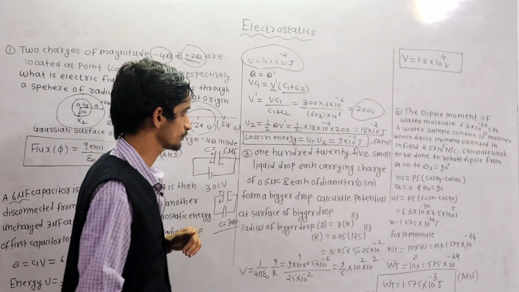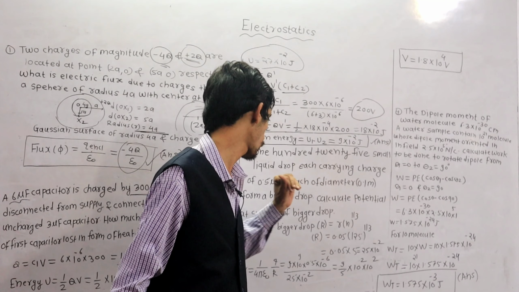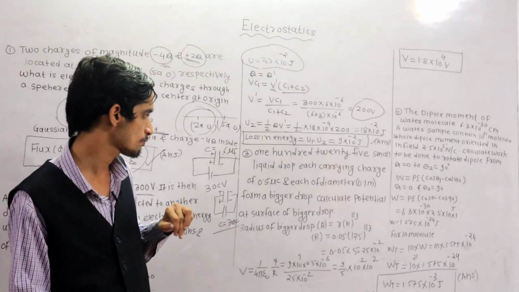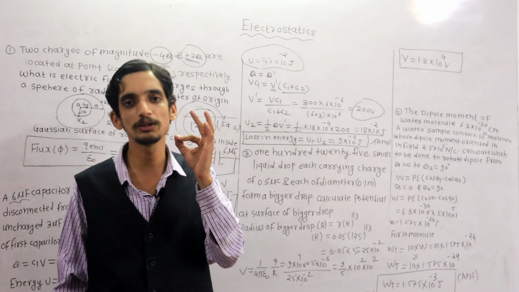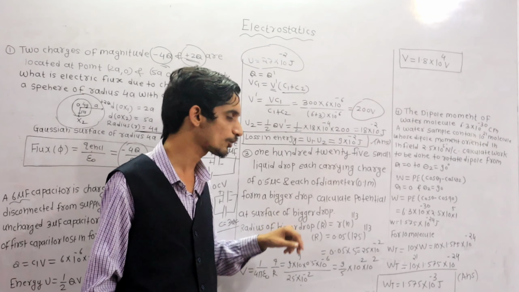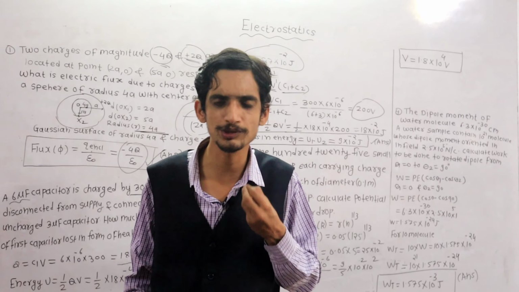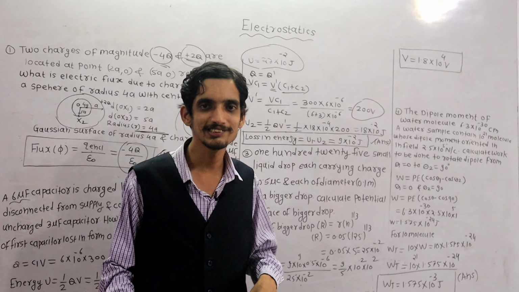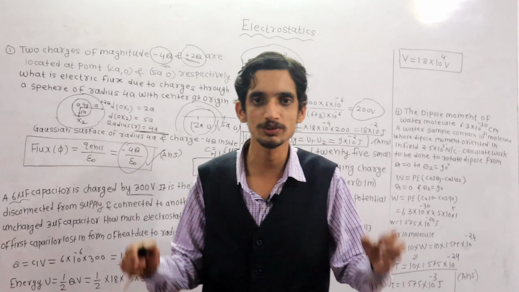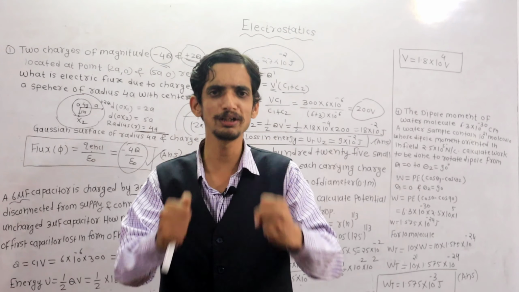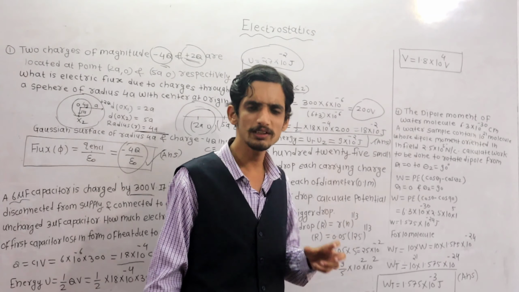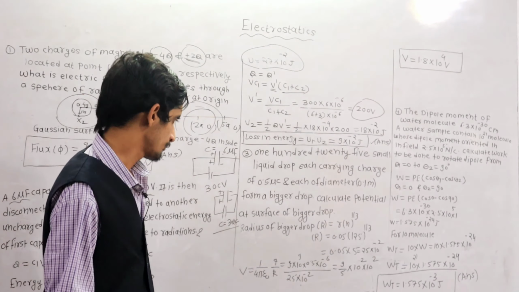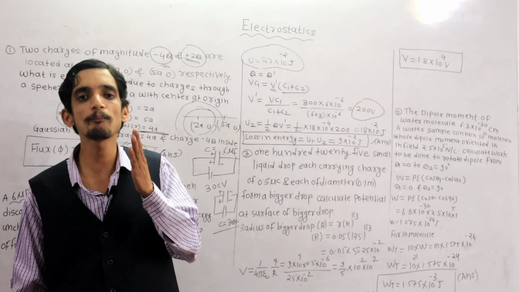Now next question. 125 small liquid drops, each carrying a charge of 0.5 microcoulombs and each of diameter 0.1 meter, form a bigger drop. So there are small drops, and each drop carries a charge of 0.5 microcoulomb. Such 125 charged drops combine together to form a big drop, and each drop has a diameter of 0.1 meter. Calculate the potential at the surface of the big drop. Now listen here.